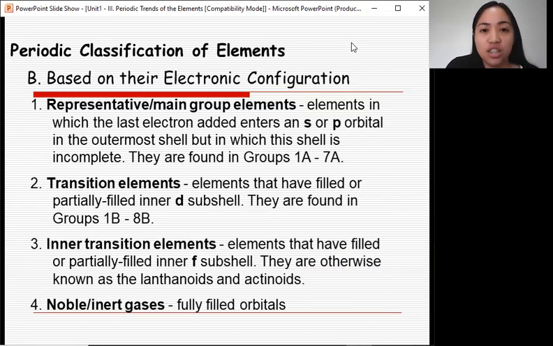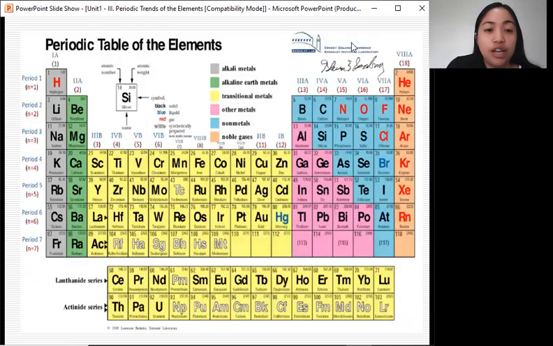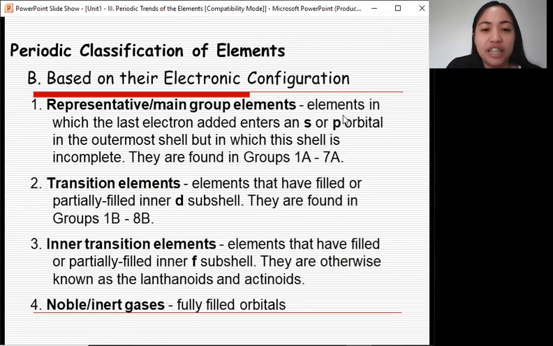Next is the classification based on electronic configuration. First, the representative or main group elements. These are the elements in which the last electron added enters an s or p orbital in the outermost shell, but in which this shell is incomplete. They are found in groups 1A to 7A. In the periodic table, in groups 1A and 2A, the electrons enter the s orbital, while group 3A to group 7A enters the p orbital. So they are called the representative or the main group elements.